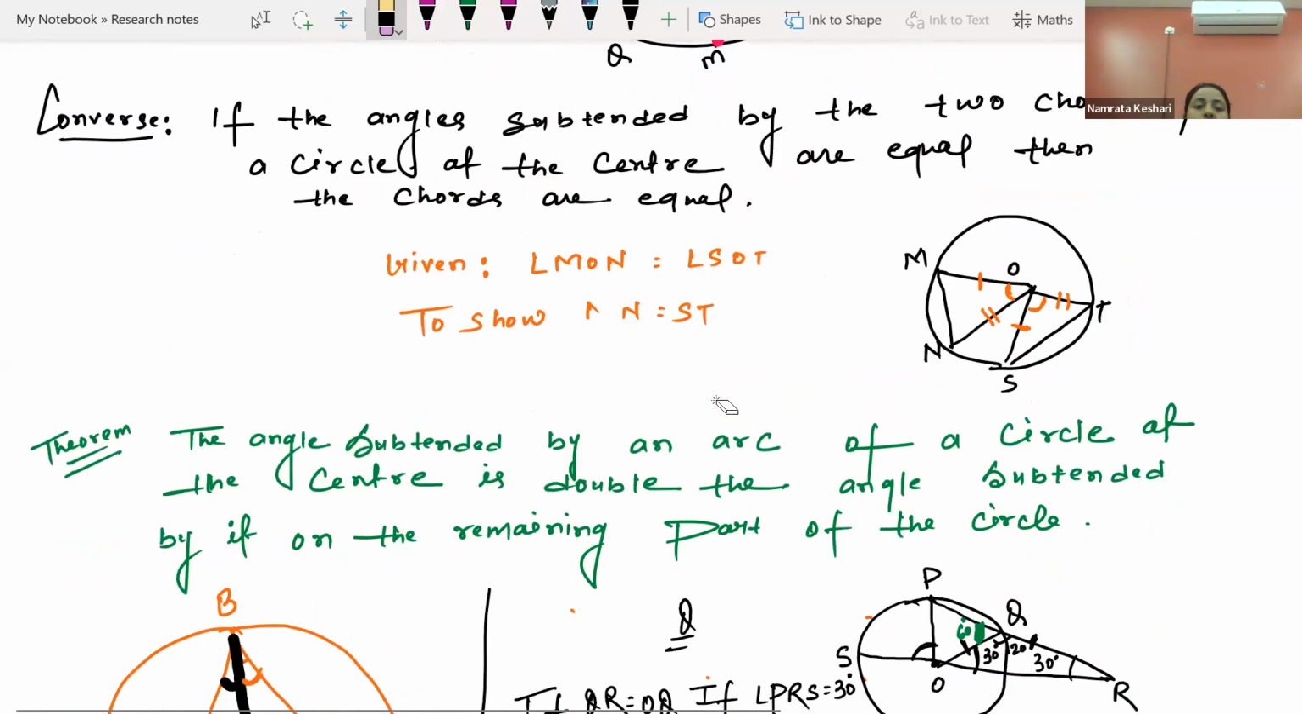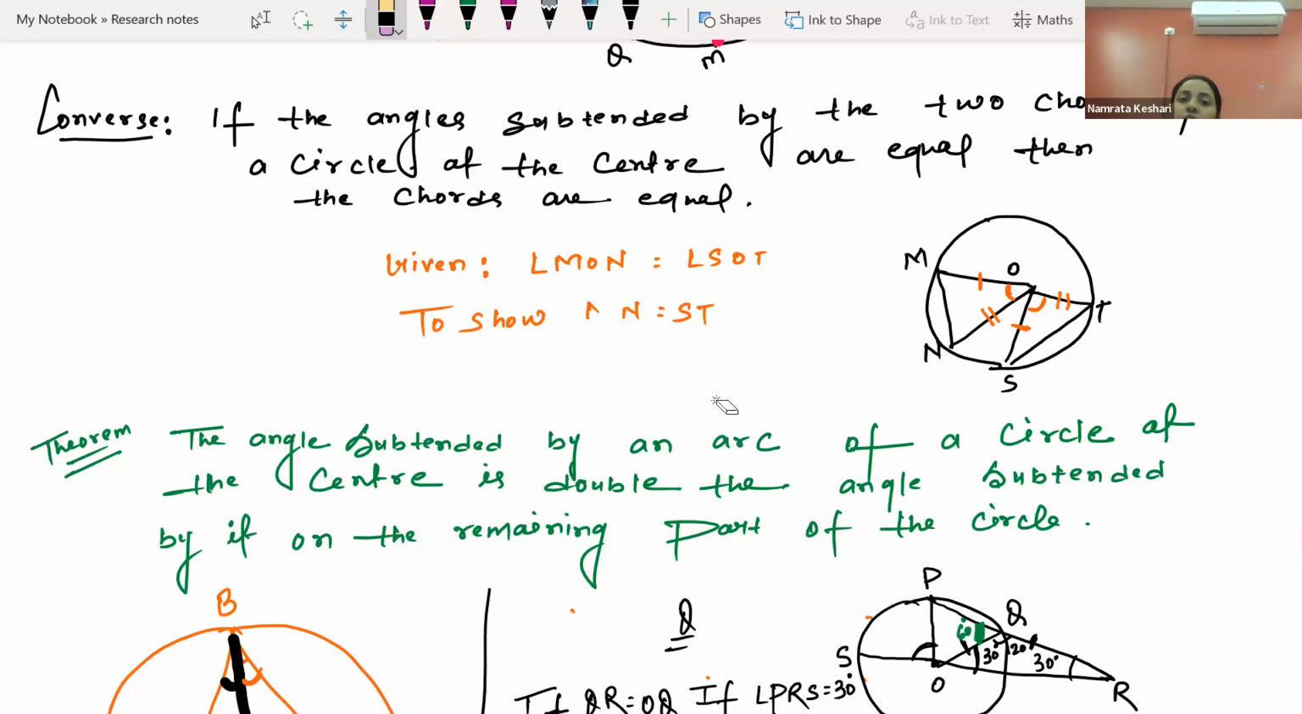Yes, ma'am. Next, the converse of the same theorem. If the angle subtended by two chords of a circle at the center are equal, अगर angle same है, दो कोई भी दो रैंडम chord है हमारे पास, ओके सर्कल के अंदर बहुत सारे chords हम ड्रॉ कर सकते हैं. हमारे पास कोई दो chord है बट दोनों chord सेंटर पे सेम एंगल क्रिएट कर रहा है, तो हमें यहाँ पे ये शो करना है कि ये दोनों chord सेम लेंथ के हैं.